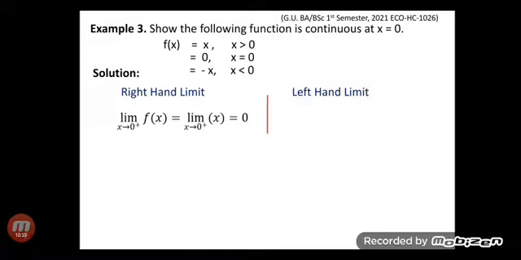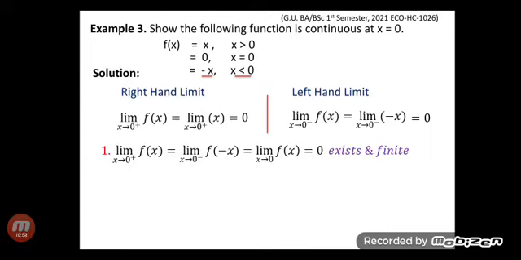Solution: the right hand limit, which is determined by this portion of the function. So we write the limit of f(x) when x tends to 0 from the positive side is equal to the limit of x when x tends to 0 from the positive side, which is 0. The left hand limit, which is determined by this portion of the function, that is f(x) equal to minus x when x is less than 0. Here the limit of f(x) when x tends to 0 from the negative side is equal to the limit of minus x when x tends to 0 from the negative side, which is 0.